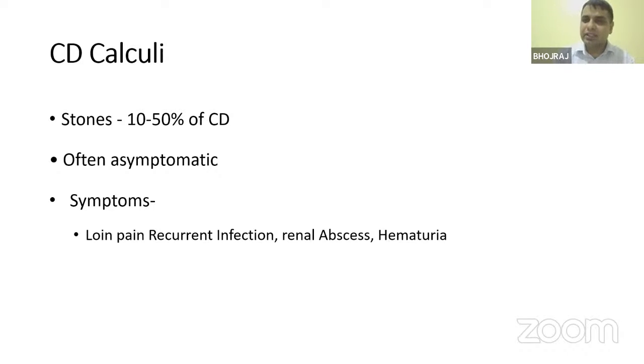Keep in mind that all the diverticuli do not form stones. Around 10 to 50% of the cases can form the stones as a complication. Out of that also, often many of them are asymptomatic. If at all the diverticulum has symptoms, then the symptoms are loin pain, recurrent UTI, renal abscess, or hematuria, those things can happen.